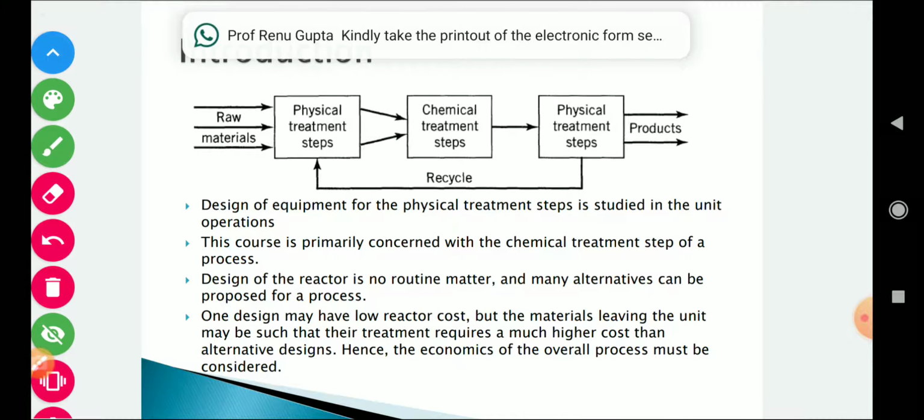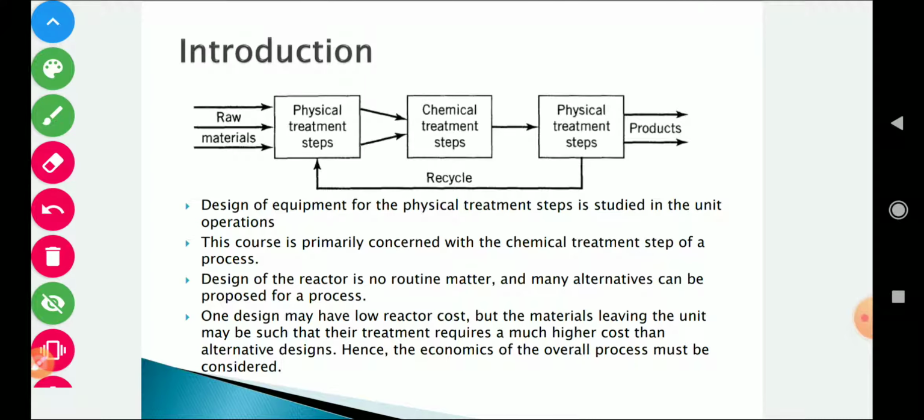Design of the reactor is no routine matter, and many alternatives can be proposed for a process. One design may have a low reactor cost, but the material leaving the unit may be such that its treatment requires a much higher cost than an alternative design. Hence, the economy of the overall process must be considered.